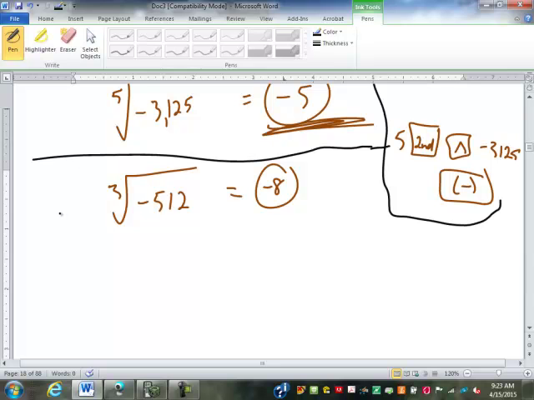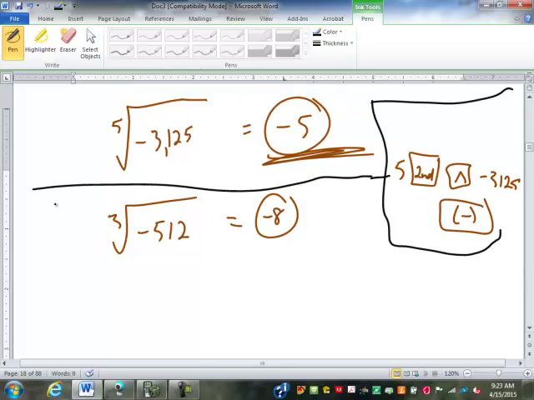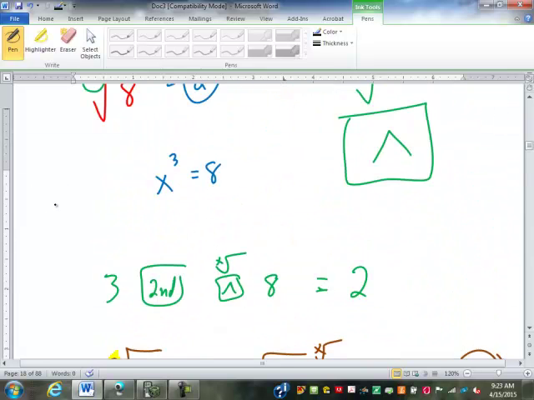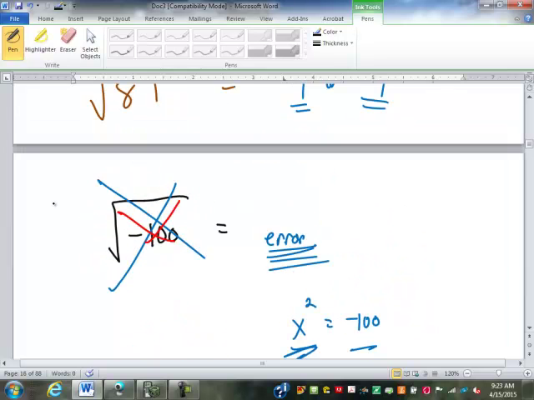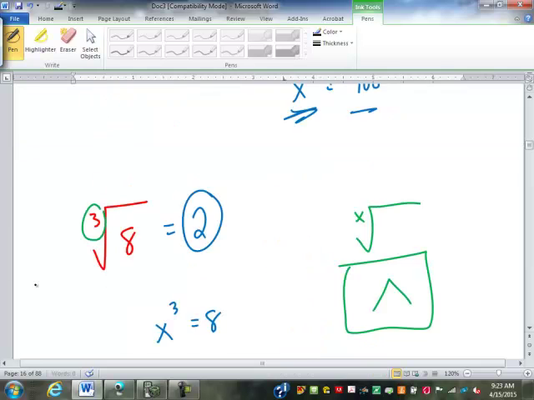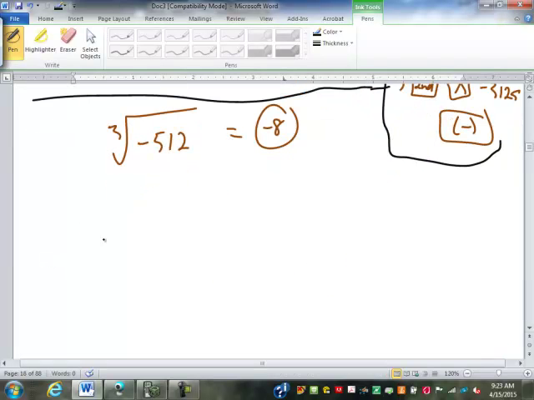And so you can do that with the negative, but up on top, where you said the -100, it won't work. Why did that not work? Because it's a square root. So square root ones don't work.